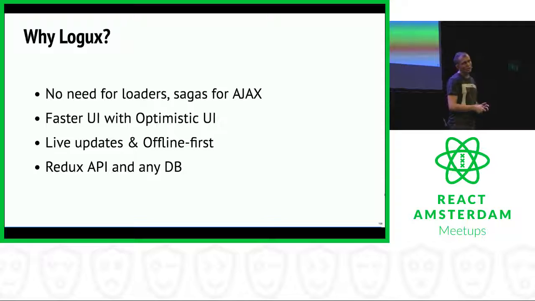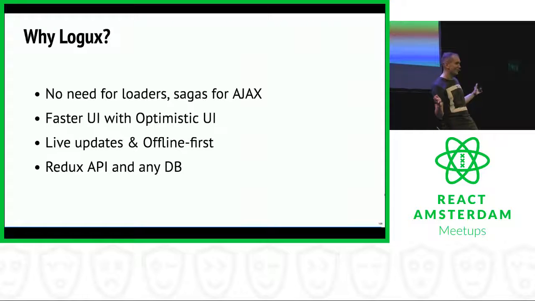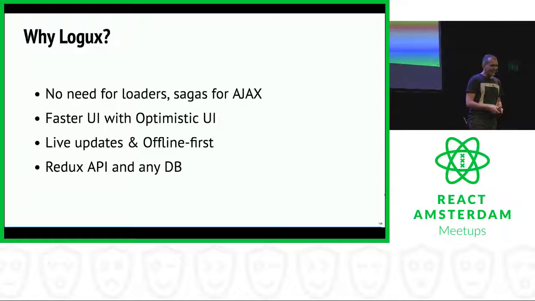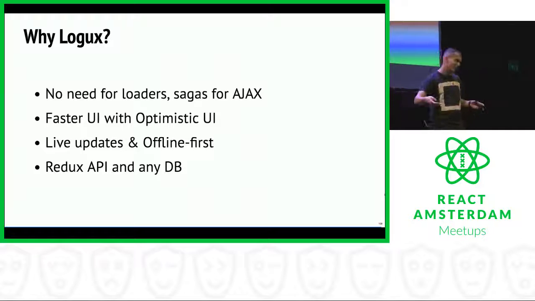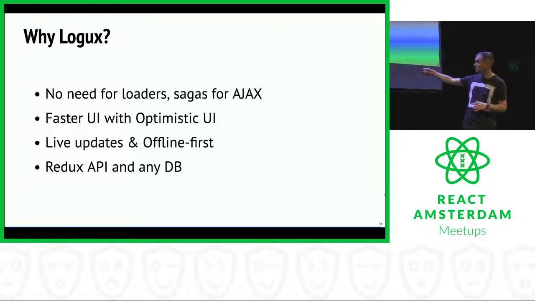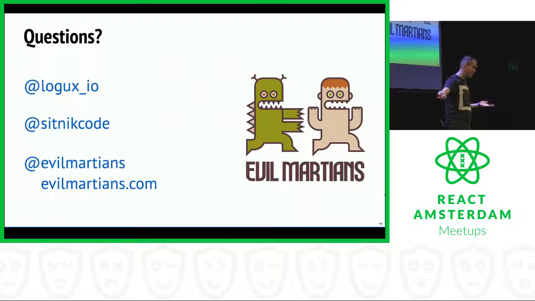Second, the reason to use Logux is that your interface becomes faster. Not really faster, it is a fake, but users will be happy because when they click the save button, it is saved immediately. Wow, it's so fast, but of course not. Synchronization still happens, but the user will not see it, so it's not our problem. And of course, Logux has live updates out of the box, offline first, all these shiny new things, and is compatible with the existing ecosystem. That's all.